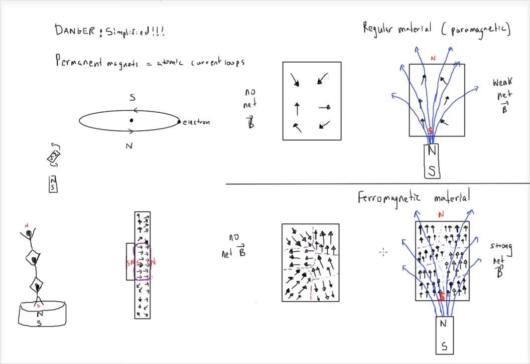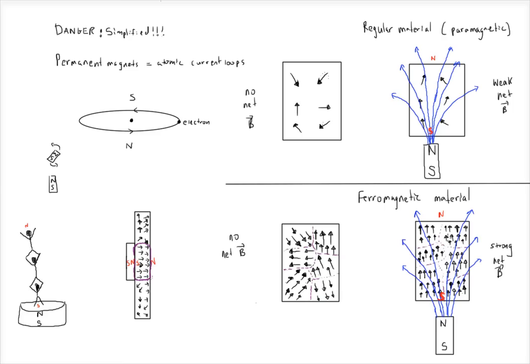And domains are just areas where the atoms are all pointing their north poles in the same direction. And again, the domains are randomly oriented. But if you put a ferromagnetic material in a strong magnetic field, like I've done here, there's a much higher degree of alignment than in paramagnetic materials. So here I've drawn it so that all of the domains are now lined up with the magnetic field of the permanent magnet down here.